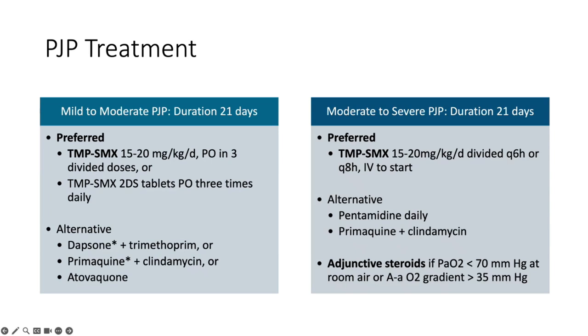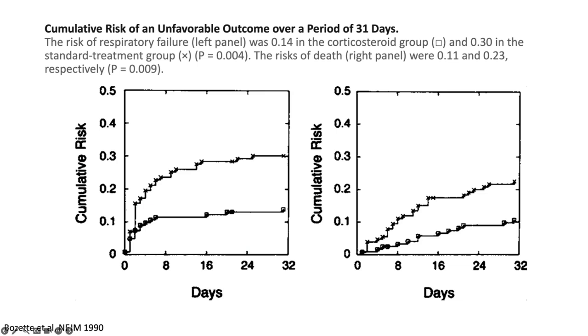And then adjunctive steroids. You guys got at the exact point. If your PaO2 is less than 70 or you have an A-a gradient, then you need steroids. And these are the curves. The first one is risk of respiratory failure in people who got steroids versus standard treatment. And this is mortality with steroids or standard treatment. This paper is from 1990, so some of you probably weren't born then. It's old data, but it's been the basis of using steroids in PJP. So we give it if they're hypoxic.